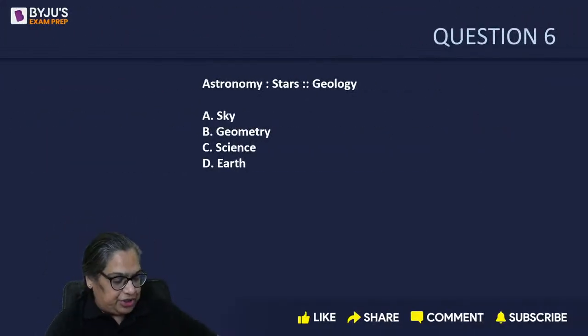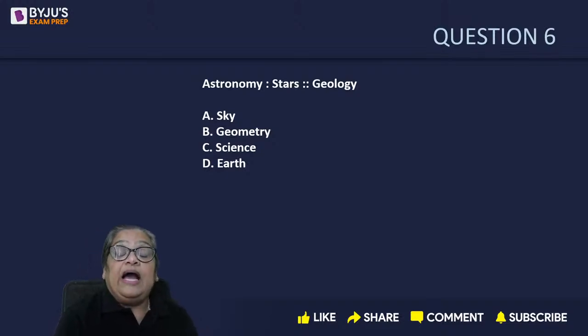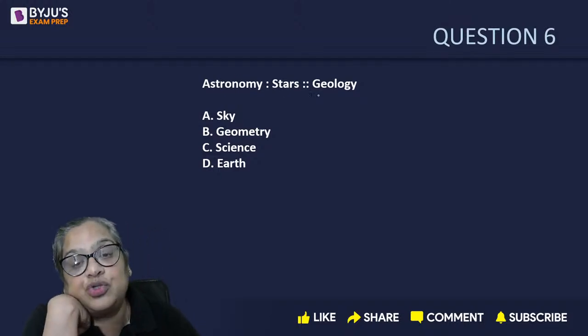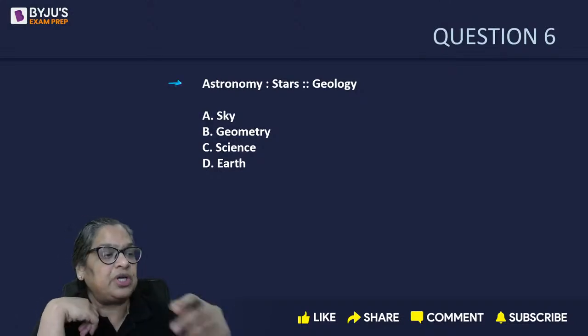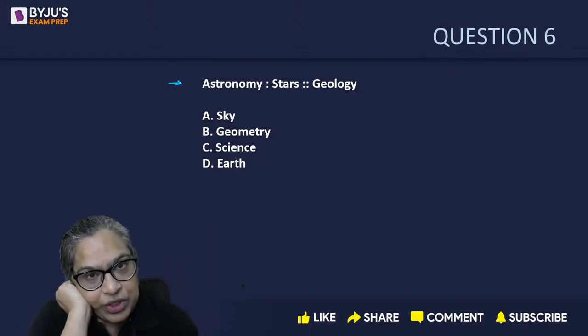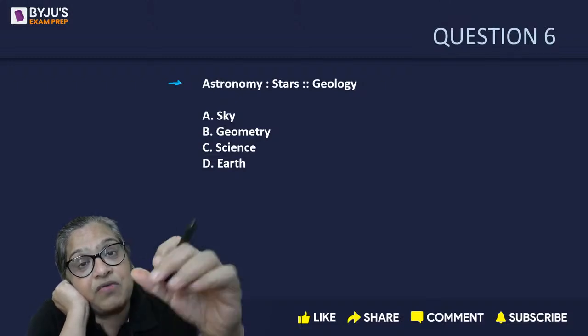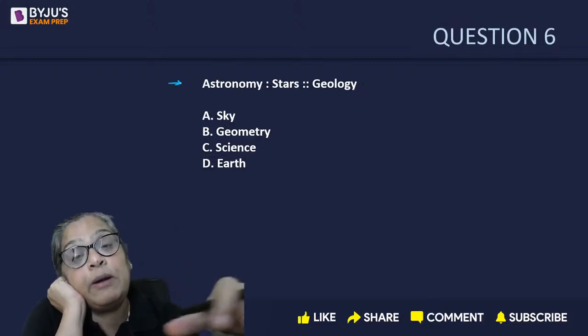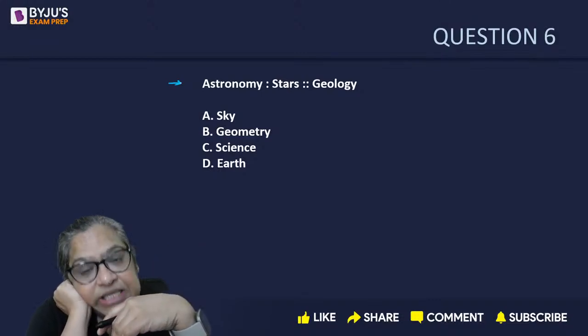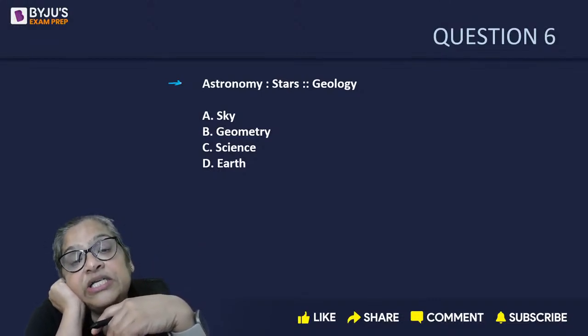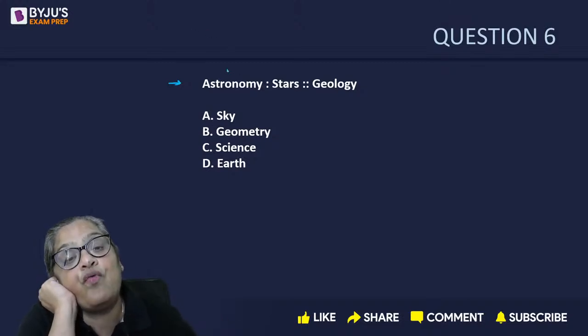The next question type is astronomy is to stars. So this is complete the analogy. This is another type of analogy question where you are given a pair of words and the first word of the next pair, you have to complete the analogy. Astronomy is the study of stars, just as geology is the study of what?